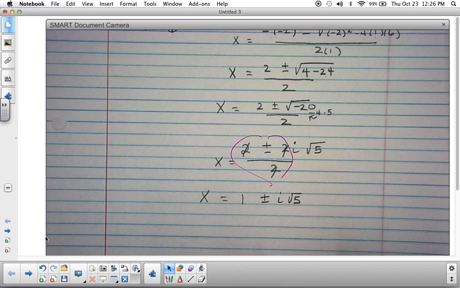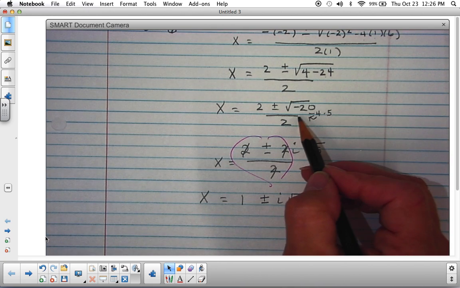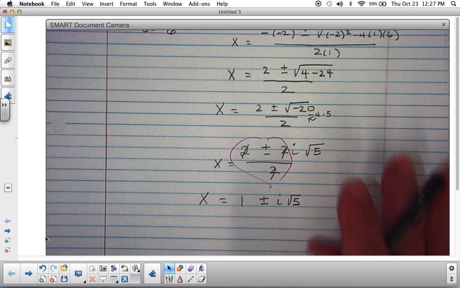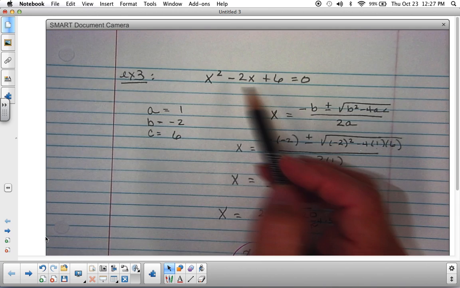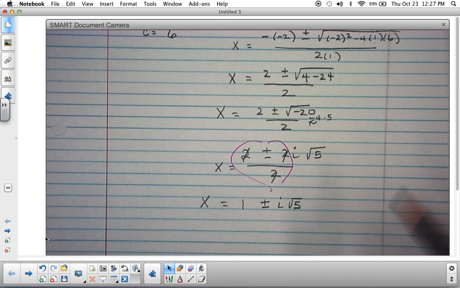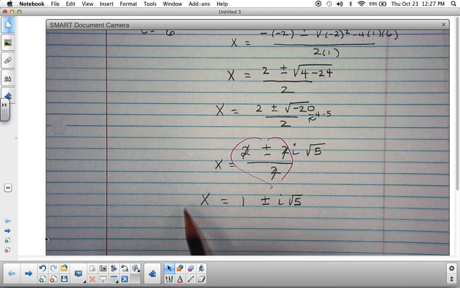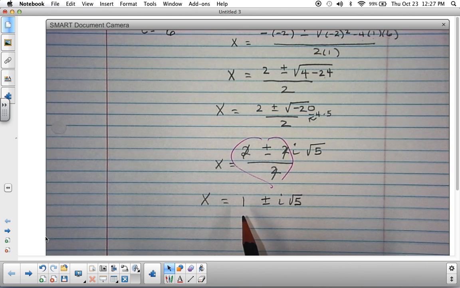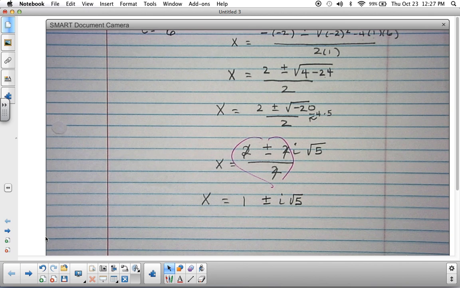So yes, you can get i's here if you end up with a negative underneath. All that means for the quadratic is if you had typed this into your y equals menu and looked at it, the quadratic would not have touched the x-axis. So there are roots, but the roots are imaginary. So that's the scoop with the quadratic formula.